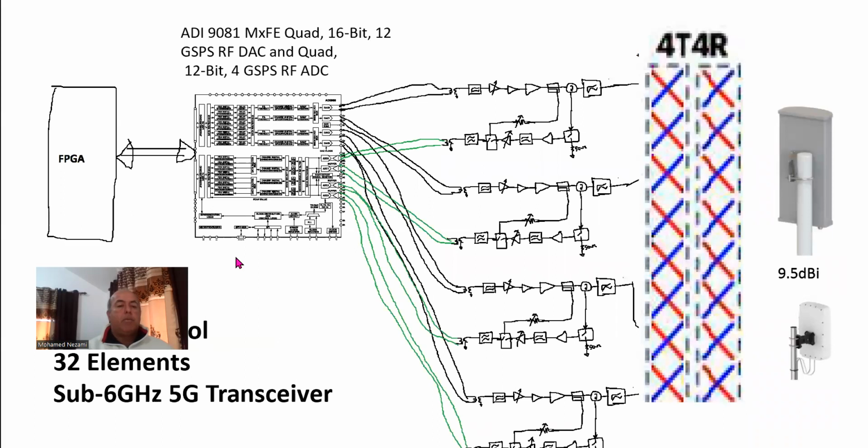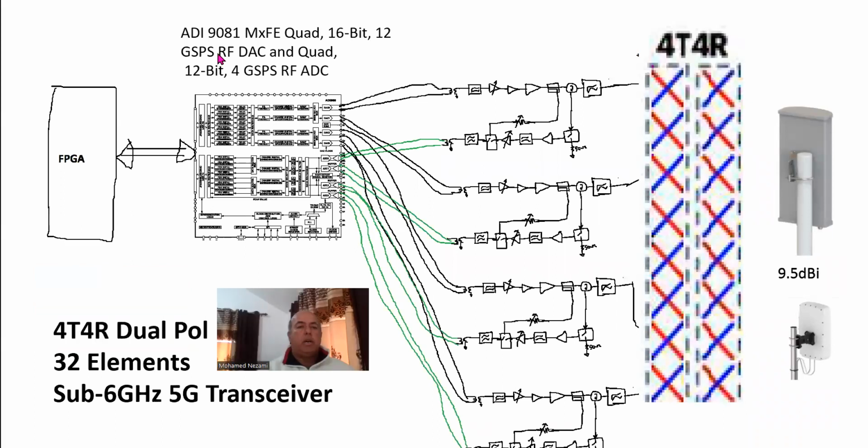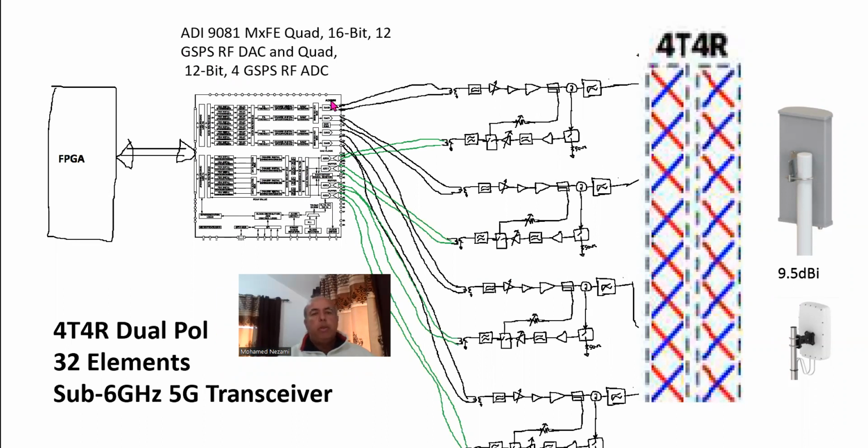So let's just review. Last time we took a device, the 9081. Basically, it's a transceiver front end. It's got 4 digital to analog converters, 16-bit, running at 12 gigasamples per second, and 4 A to Ds, 12 bits, running at 4 gigasamples per second. I showed last time how you can go from bits to antennas without any frequency conversion. So this would be a 4 transmit, 4 receive system.